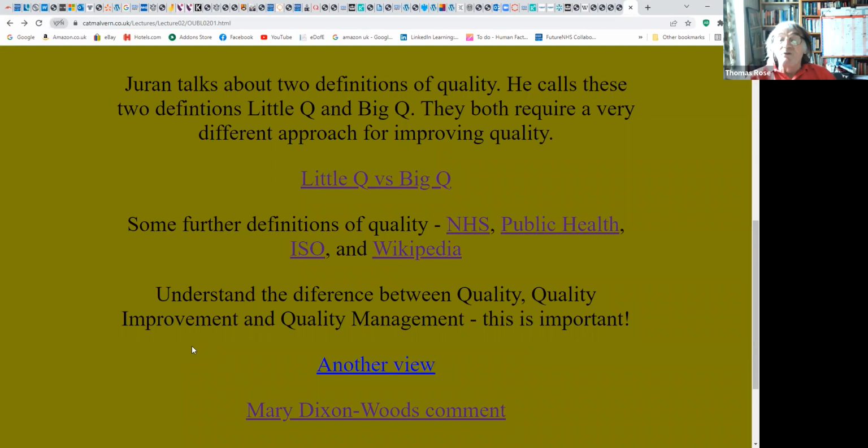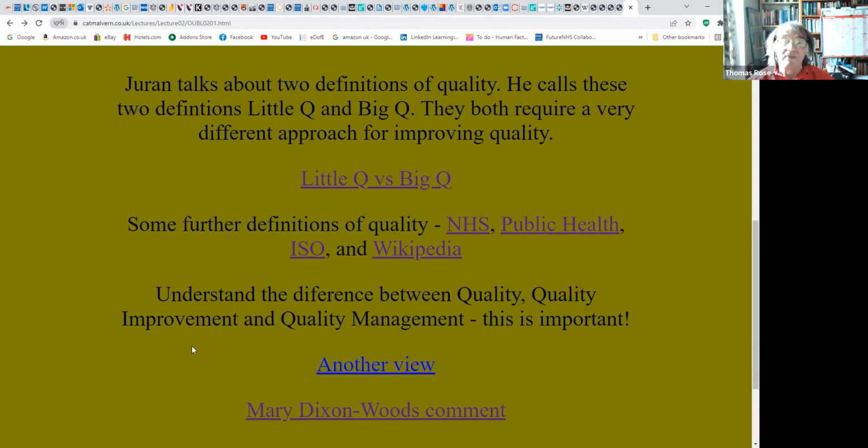Understanding the difference between quality improvement and quality management is really important. And I'm not saying for one minute that the quality in terms of the features of the product isn't important, but in terms of the CQC inspections, that's not as relevant as meeting the specification, how you meet the specification for that product. I'll come on to that shortly.